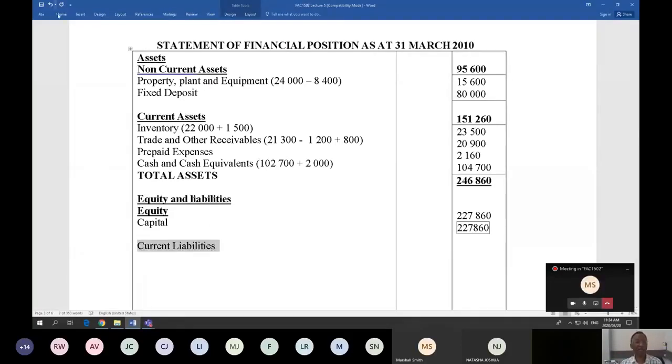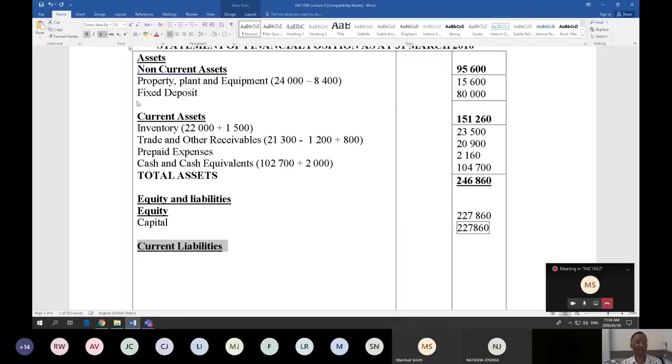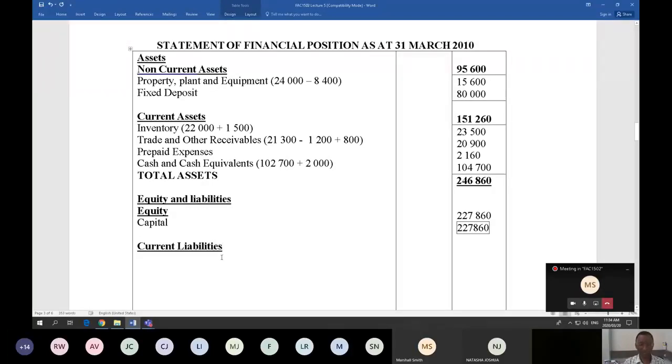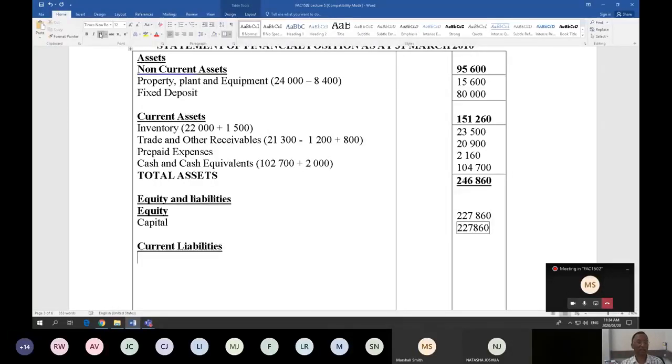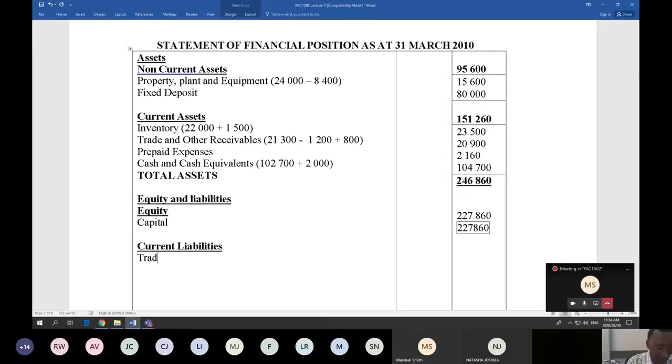Under your current liabilities, guys, the first category that we will have here under your current liabilities will be for trade and other payables. Trade and other payables you will show over there, and your next category is income received in advance.